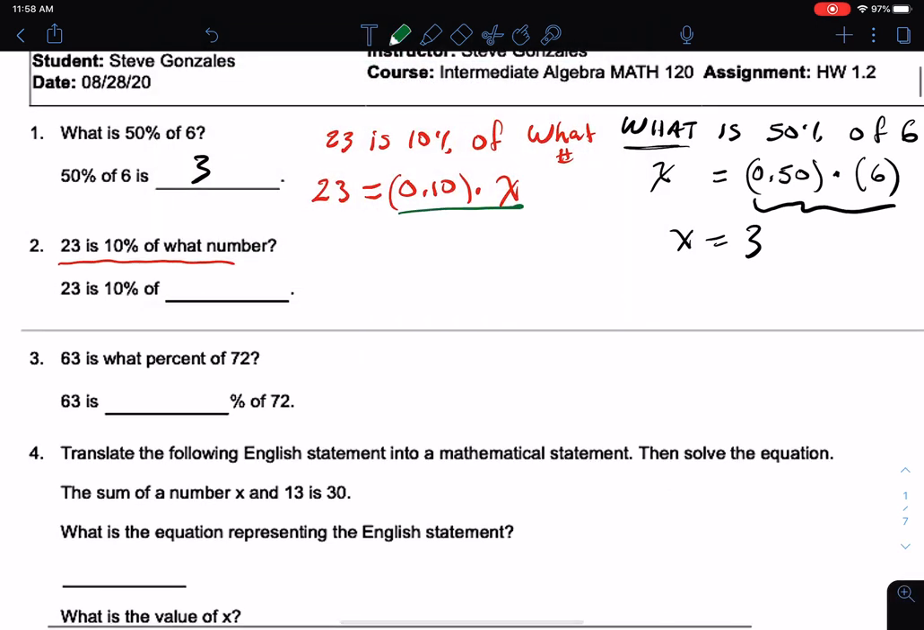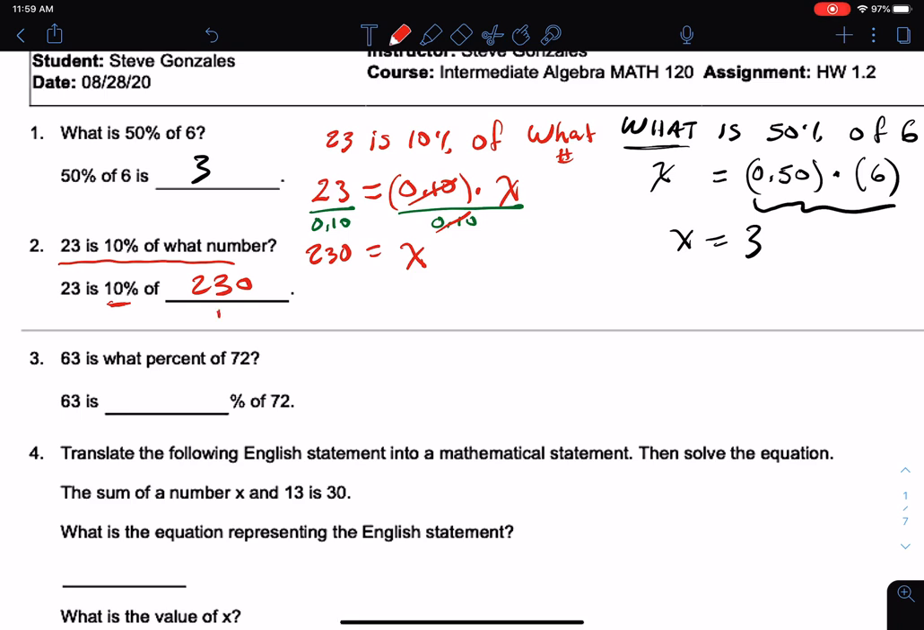Get x by itself by dividing both sides by 0.10. Now 0.10 divided by 0.10 leaves us with 1x, and 23 divided by 0.10 gives us 230. So we're able to get the answer of 230. So 23 is 10% of 230. In fact, you can grab your calculator and verify that by multiplying 0.10, which is 10%, times 230, and you'll get 23.